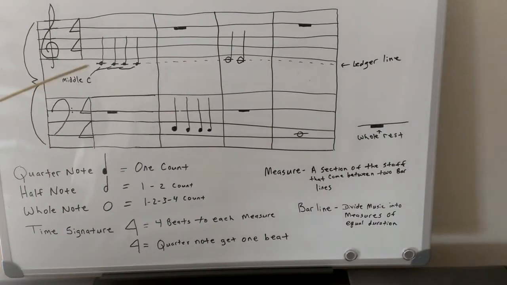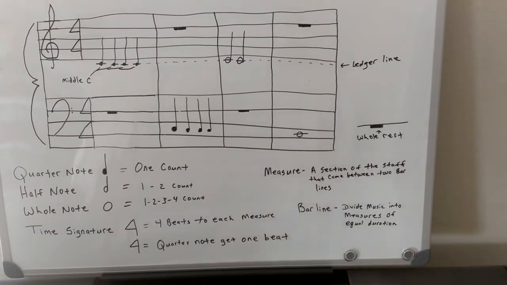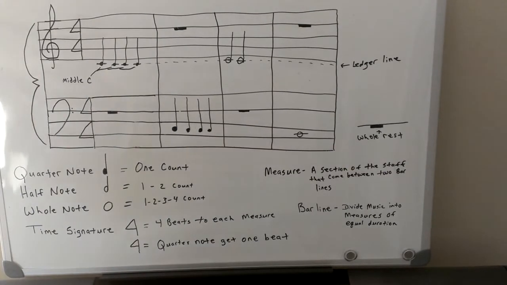You notice here these are quarter notes. Within the 4/4, the quarter note gets 1 count. So it'll go 1, 2, 3, 4. On the half note, it would get 2 counts. On the whole note, it would get 4 counts. As mentioned, the bar line divides music into measures of equal duration.